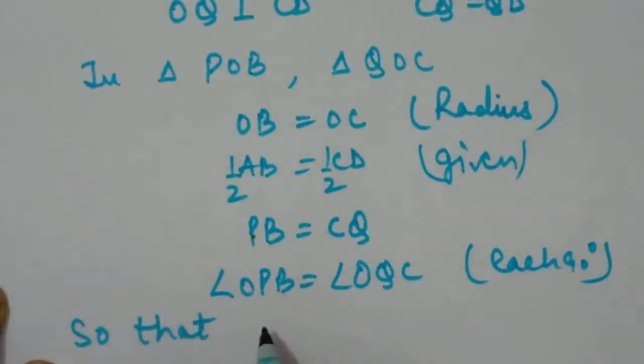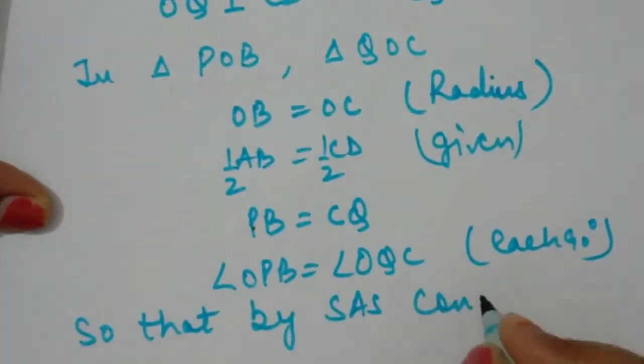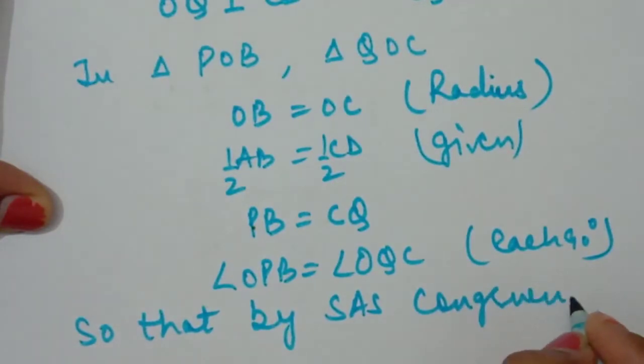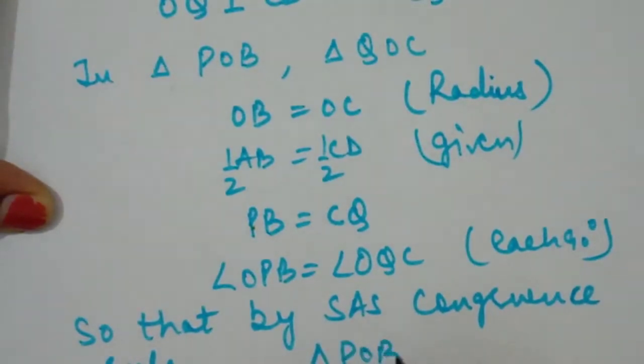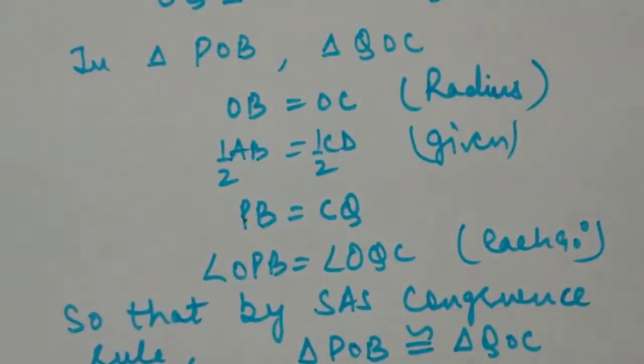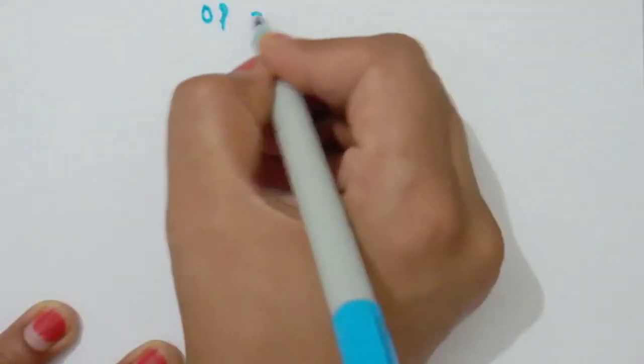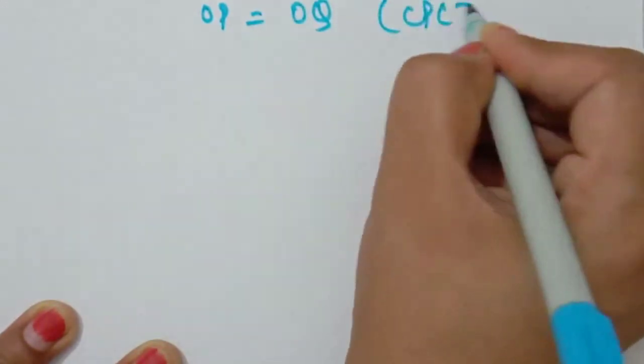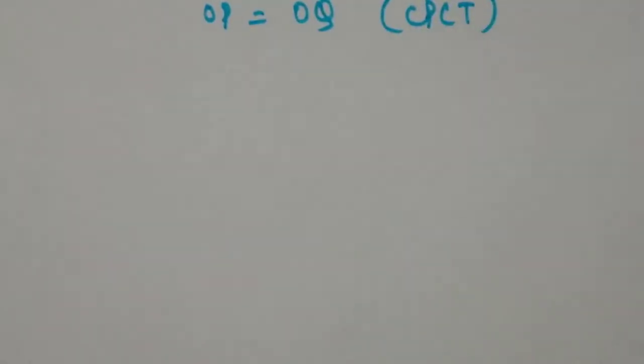So that by SAS congruence rule, we have triangle POB is congruent to triangle QOC. If these two triangles are congruent, so OP and OQ are equal by CPCT. So we can write OP is equal to OQ by CPCT. And now our thing is proved, so we can say that hence proved.